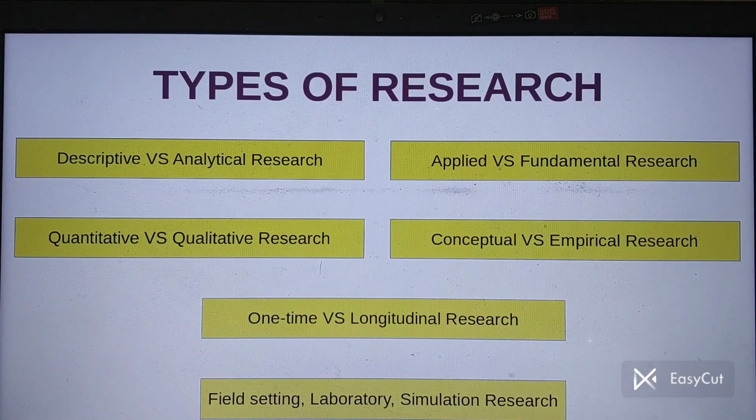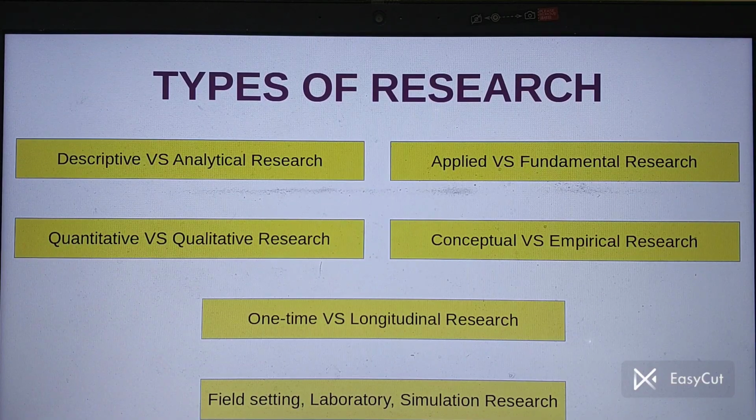In this video, we will discuss the types of research. There are various types of research, but today we will discuss only some important types. These are descriptive research, analytical research, applied research, fundamental research, quantitative research, qualitative research, conceptual research, empirical research, one-time research, longitudinal research, field setting research, laboratory research, simulation research. One by one, we will understand all these types of research.